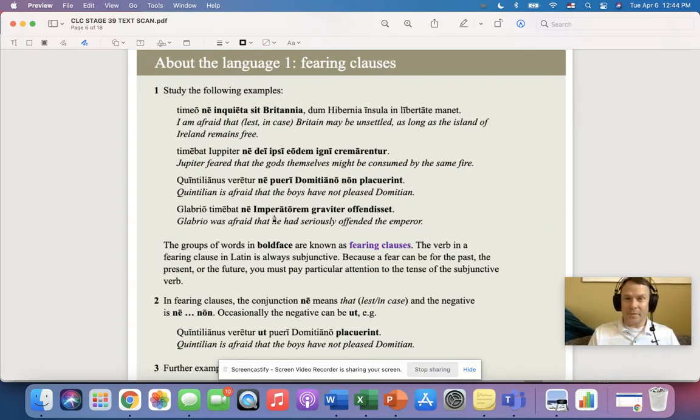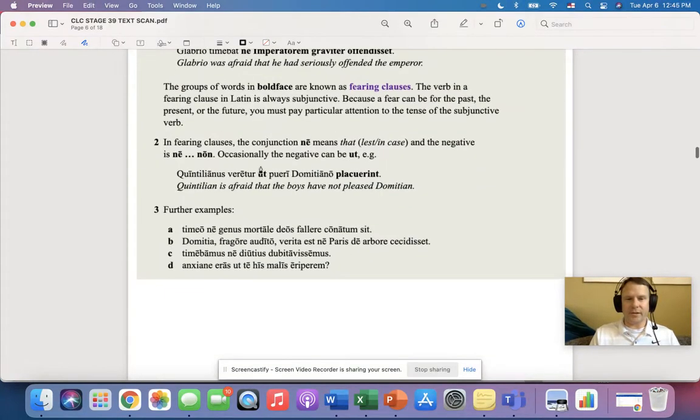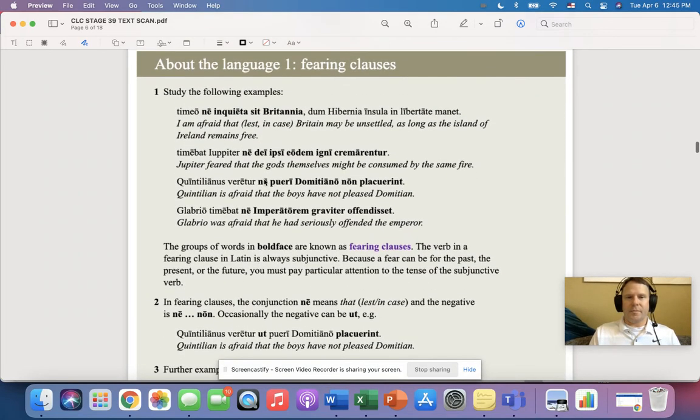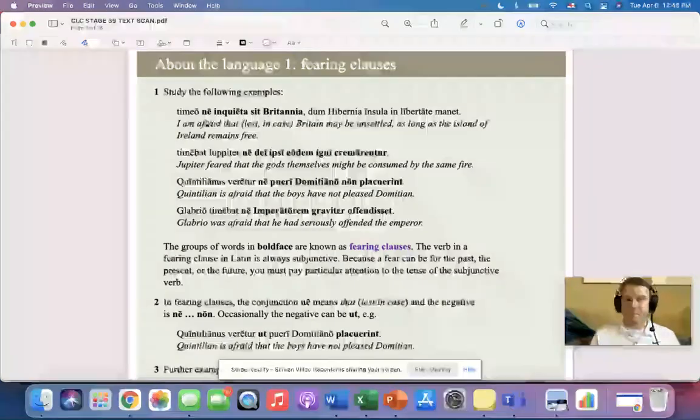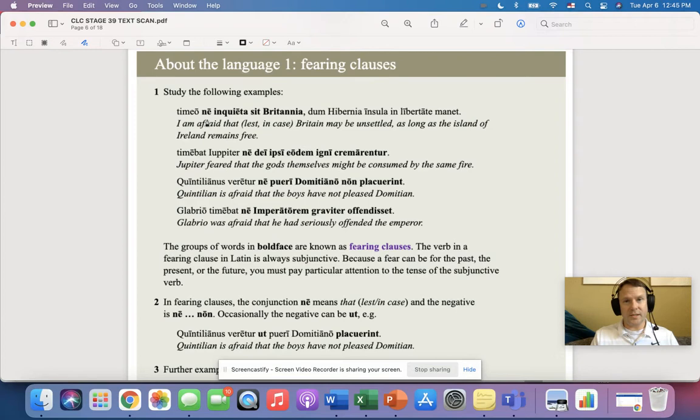Hopefully I'm a broken record, because the biggest thing that I want you to see with these fear clauses is that they look pretty close to purpose clauses, which also use ut and ne. Now, it's not always ne, even though the first four examples are ne. Result clauses use ut, but when they do, they do not use ne. So there's one more subjunctive clause in addition to purpose that uses both ut and ne.